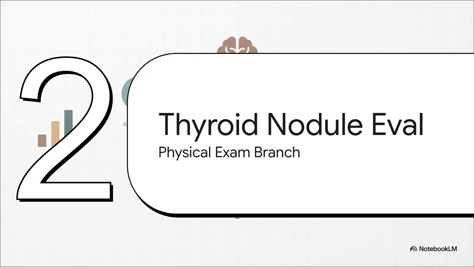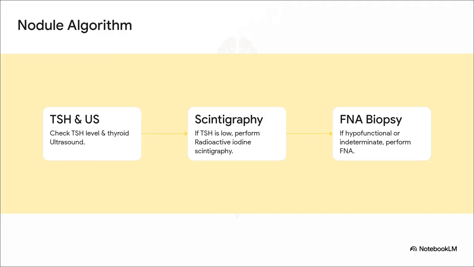Finally, we wrap up with Section 6, the thyroid nodule algorithm. This is a highly tested, step-by-step physical examination branch point. Always start a nodule workup with a TSH and a thyroid ultrasound. You only proceed to a fine needle aspiration, or FNA, if scintigraphy proves the nodule is cold or indeterminate. Basically, if the TSH is low, order a radionuclide scan. Hot nodules are rarely malignant, and you can usually just treat them for hyperthyroidism. But cold or suspicious nodules on ultrasound, those require an FNA.